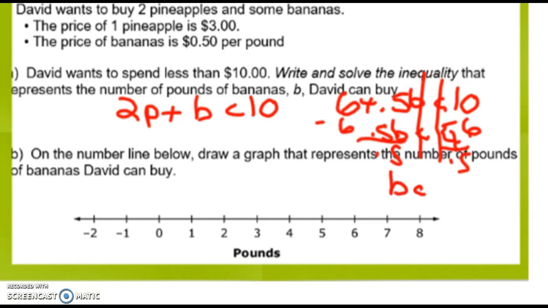So b is less than 8, which means he can buy less than 8 bananas if he wants to spend no more than $10. So what we need to do then is put an open dot at 8, and then that's going to go to less because we can spend less than that amount of money.